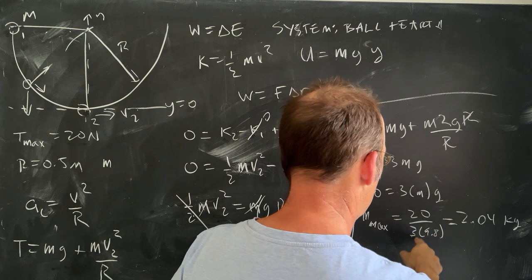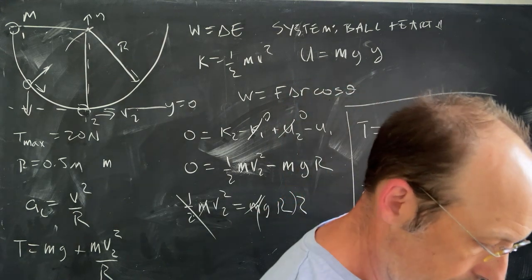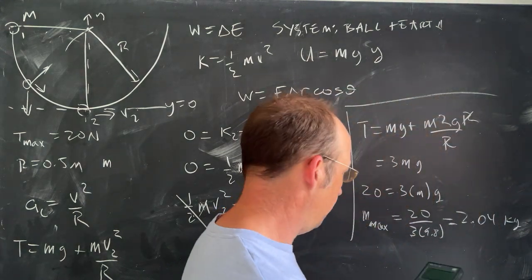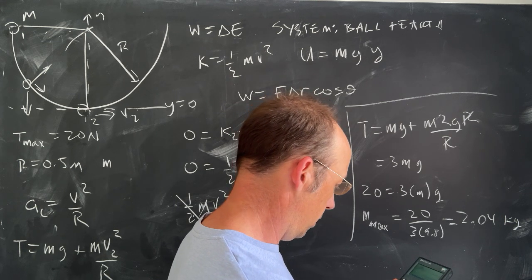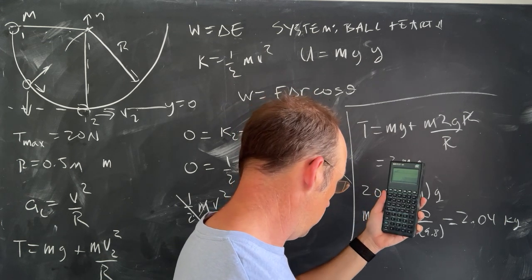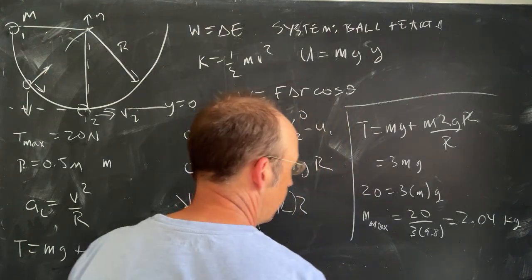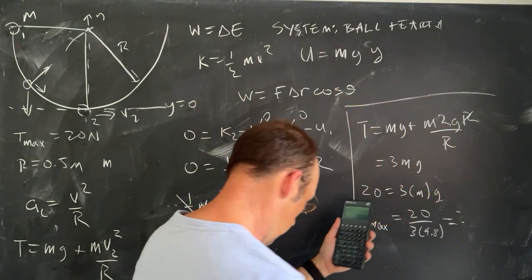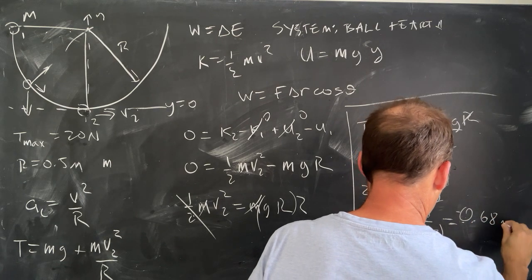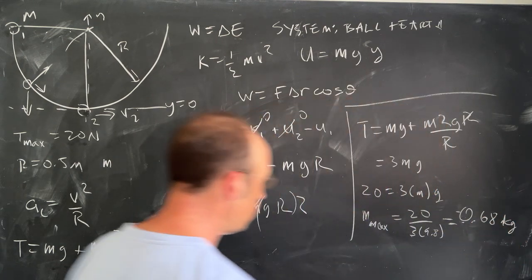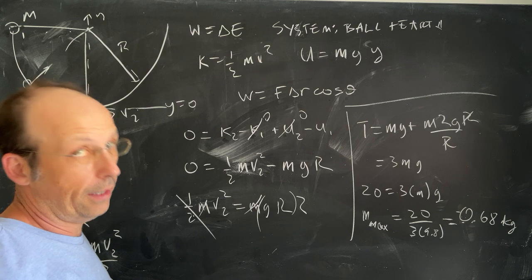20 newtons, that's... I did that wrong, I have to be wrong. 20, 3 divided by 9.8 divided by, yeah, okay. You should have caught me. Okay, 0.68 kilograms. So let's pick 1 kilogram.